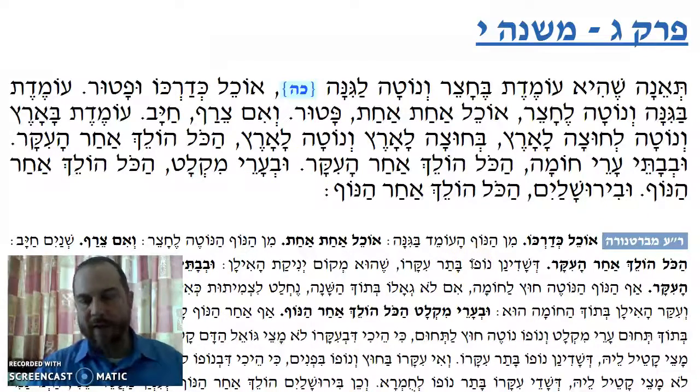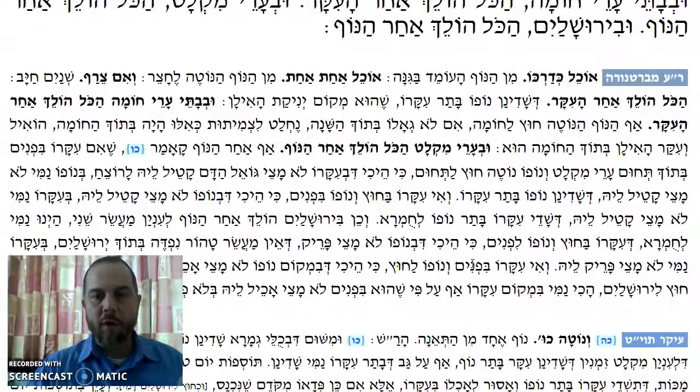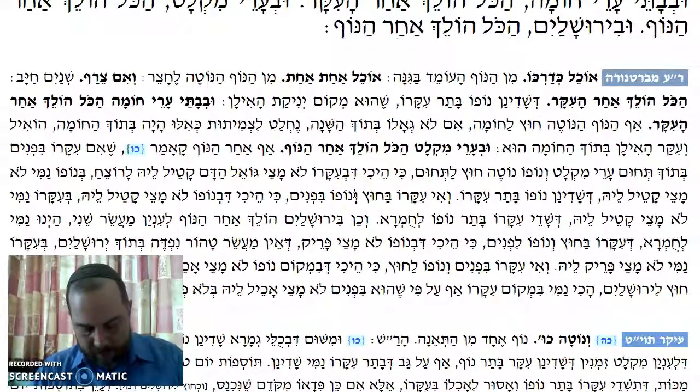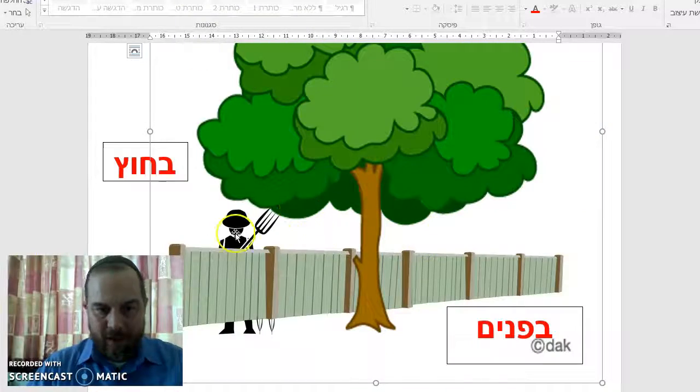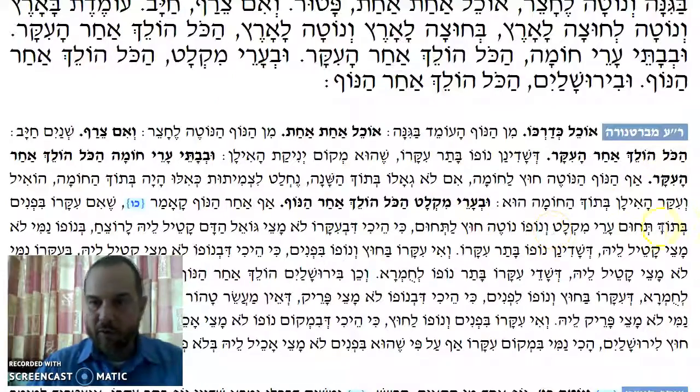Now, in order to understand this, we're going to quote the Bartenura, but the Bartenura is based on the Gemara in Makot, Daf Yud Bet Amud Bet. So the Bartenura says, based on the Gemara Makot, af achar hanof ka'amar, even after the nof. She'im ikaro bifnim betoch hatchum. Let's say the tree is in the tchum, and our guy is under the nof outside the tchum.